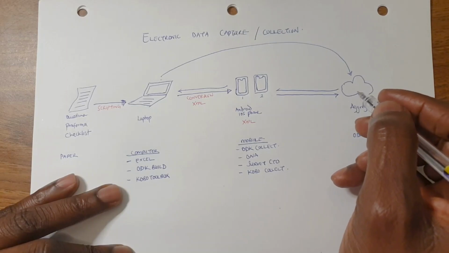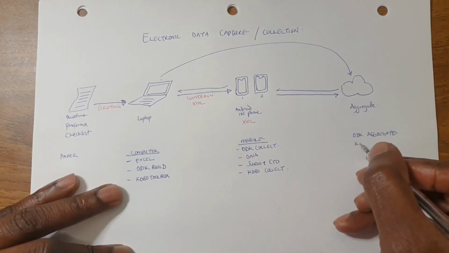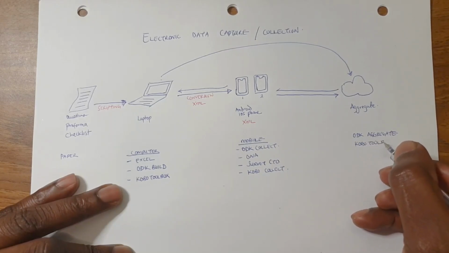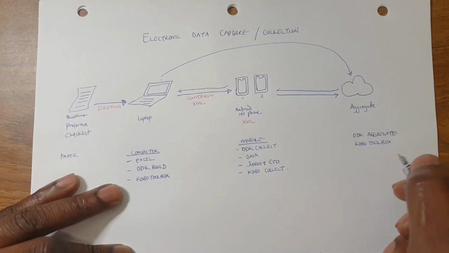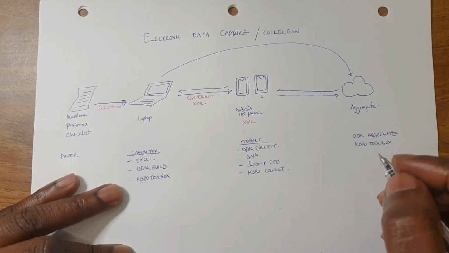Okay, and this you can use ODK Aggregate for, or you can use even the Kobo Toolbox, the entire suite of the Kobo Toolbox, which I'll be explaining in another video. This is just the high-level overview of what is going on.